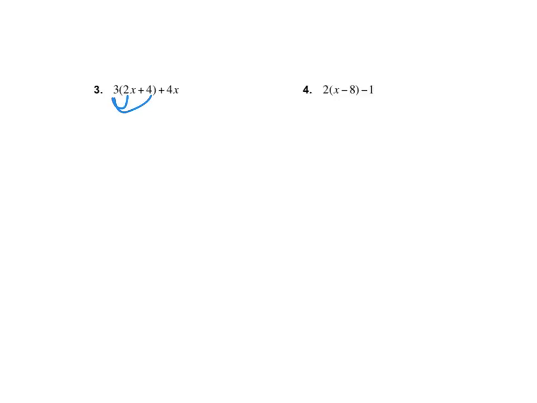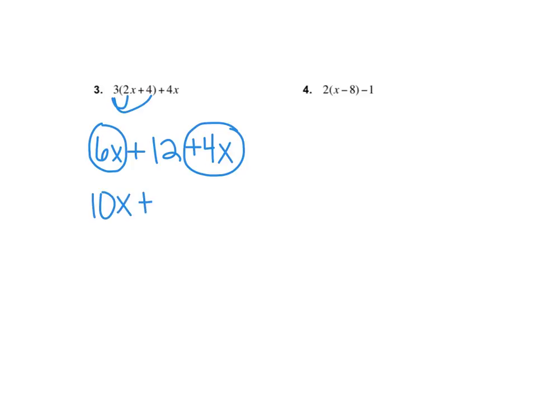So I'm going to take my 3 times 2x, I'll get 6x. And then I'm going to take 3 times 4, and I'm going to get 12. And then that 4x just stands alone. Let's bring that down so we can clean it up and we don't forget things. Now we're going to take our 6x, and we can combine that with our 4x. I'll get 6x plus 4x, which is 10x plus 12.